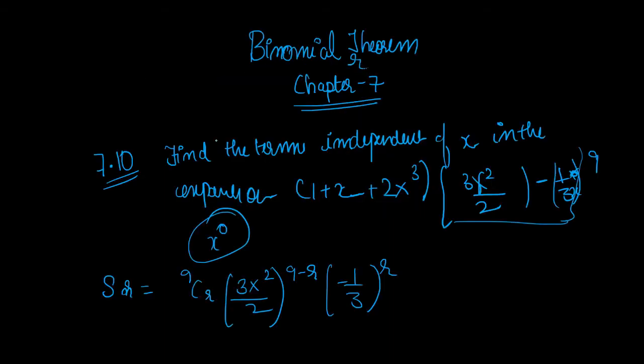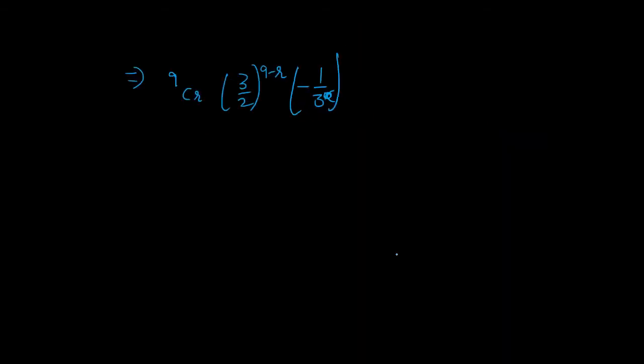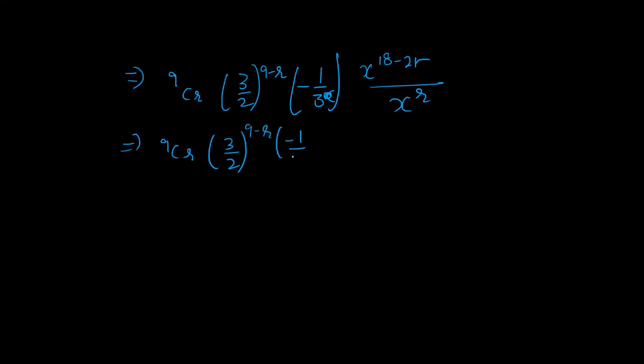So x to the power 18 minus 2r from the first term, and here it will be x to the power r, right? So I'll write it as x^(18-2r) upon x^r. So it becomes 9Cr (3/2)^(9-r) (-1/3)^r, and r will be subtracted, so it will become x^(18-3r). Till here it is clear, right?